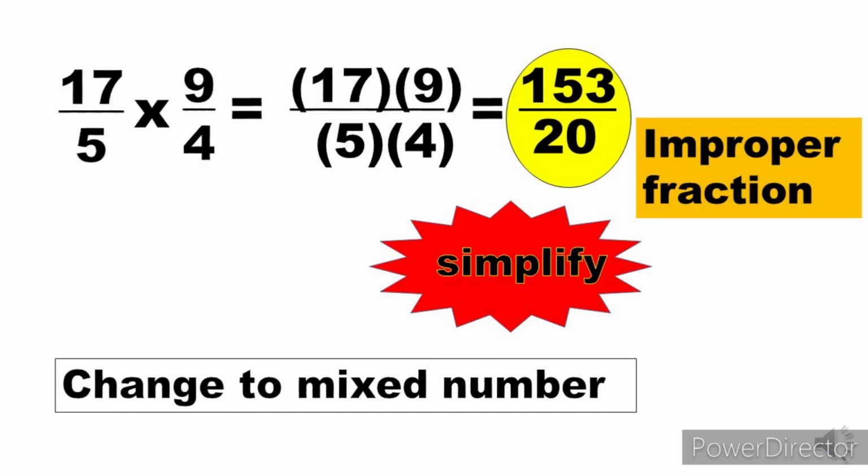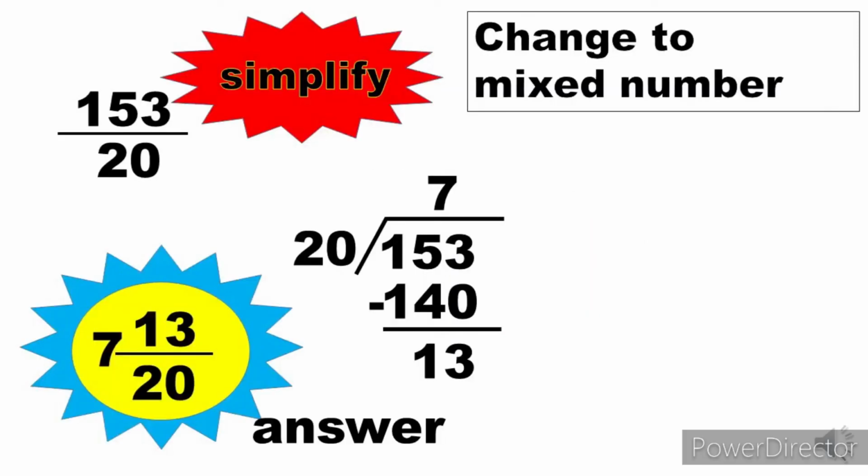So gagawin natin siyang mixed number para ma-simplify. Para ma-change sa mixed number, di-divide lang natin 153 divided by 20. So it is 7, then 7 times 20 is 140, and then minus 153 minus 140 is 13.